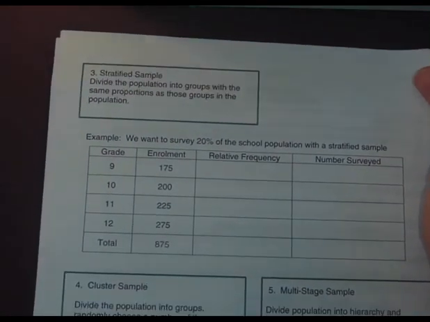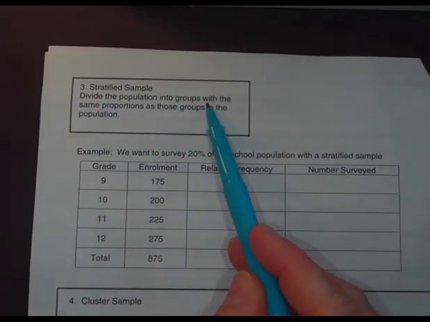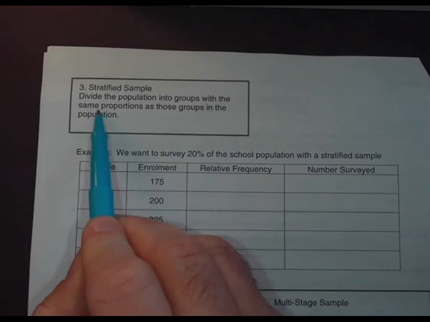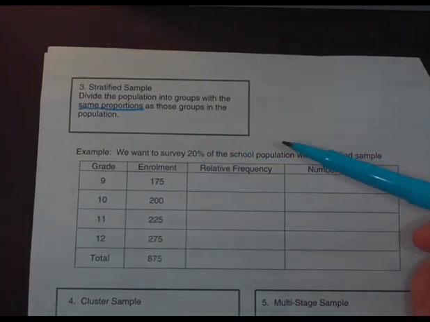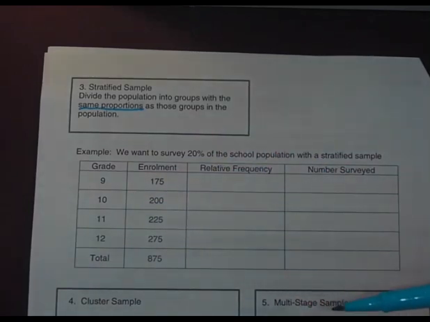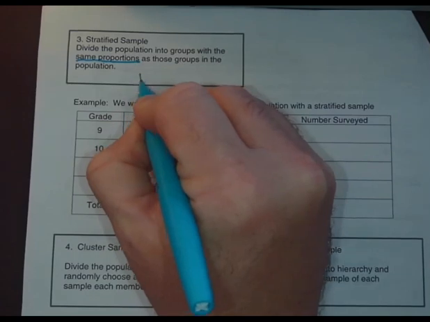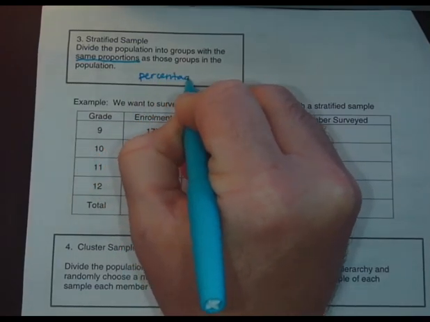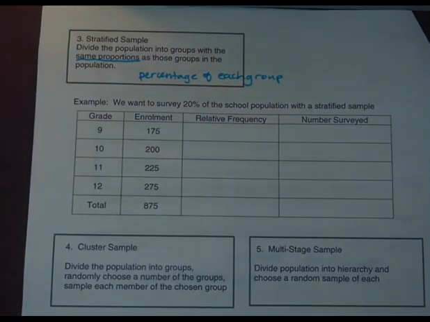The third one is called a stratified sample. We divide the population into groups with the same proportions as those groups in the population. What I end up doing is taking a look at each of the groups I want to pick, and I want to take equal proportions of those. Another way of saying it is I'm taking a percentage of each group.